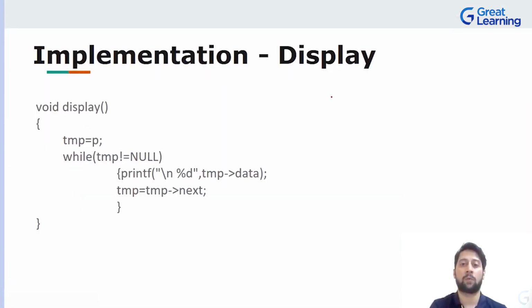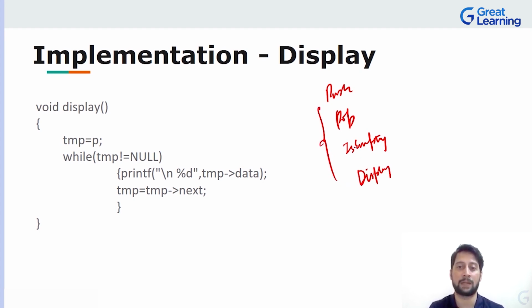So in this way, we implemented push, we implemented pop, we implemented is empty, and we implemented display. Okay, so these are some functions that we implemented in the code blocks using C.